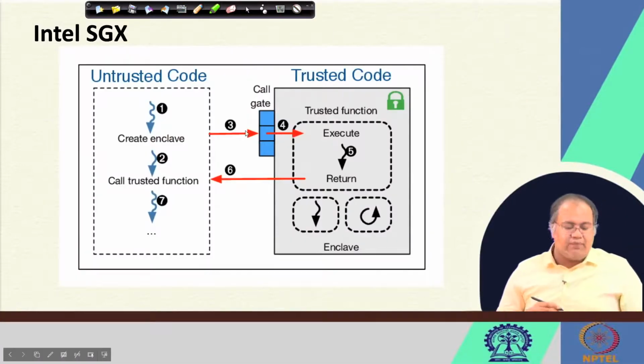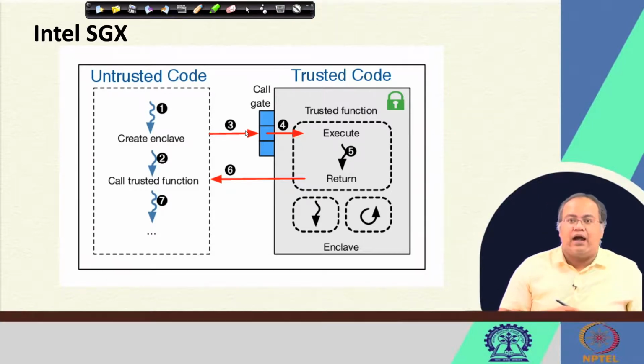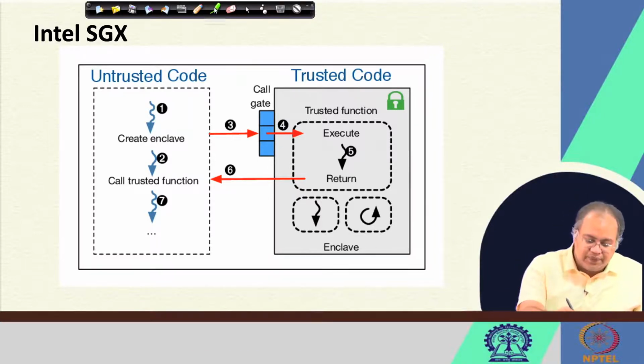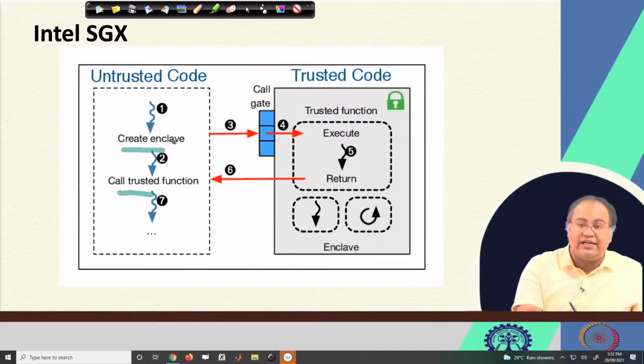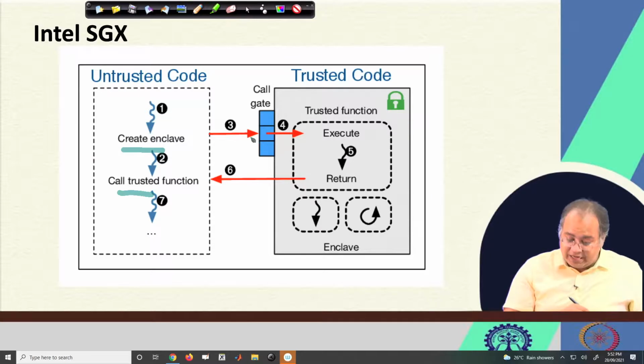So here is an architecture of the Intel SGX, a simple diagram similar to the one that I have just shown you. Here you can see that you have an untrusted code. This untrusted code can create an enclave and call the trusted function. When the untrusted code is creating the enclave and calling the trusted function, this call goes to this call gateway, from where, after doing that hardware verification, it comes to this trusted execution environment. Under that trusted execution environment, the trusted function gets executed.